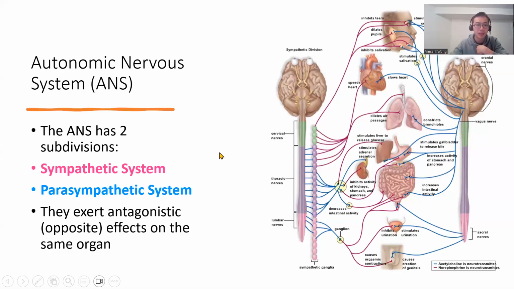All right. So the ANS, the autonomic nervous system, has two subdivisions, right? Sympathetic and parasympathetic. And as I say, they exert antagonistic, opposing effects on the same organ. So you can see they both go to the lungs, and they both go to the heart, but one will speed up the heart rate while the other is going to slow down the heart rate. It really depends on what situation you're in.